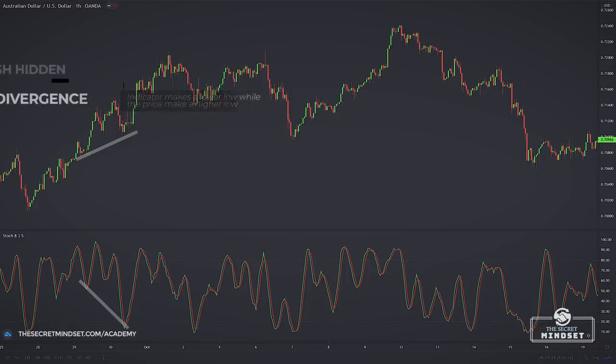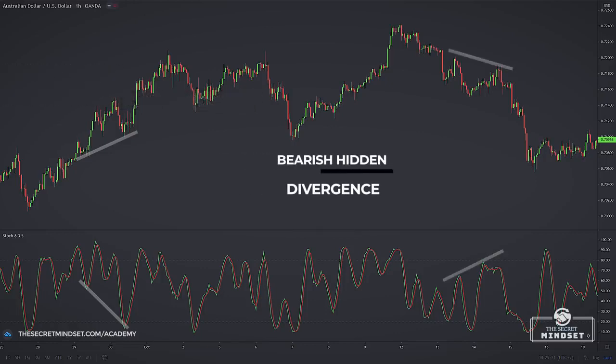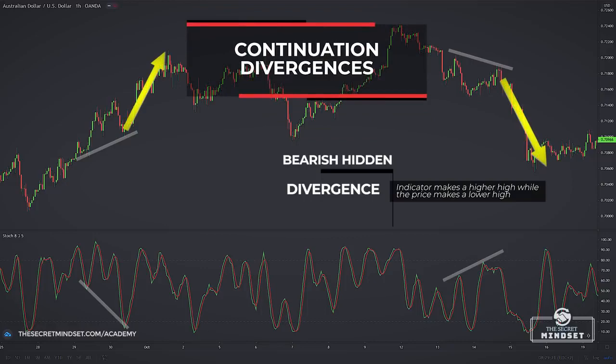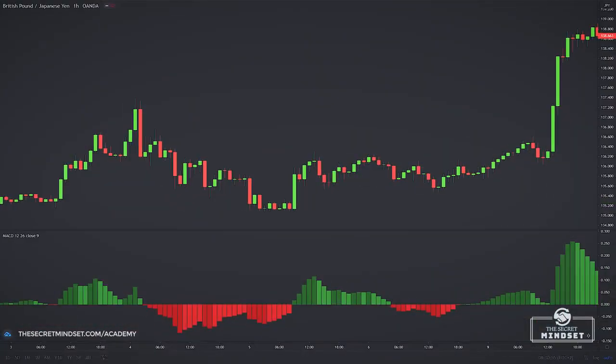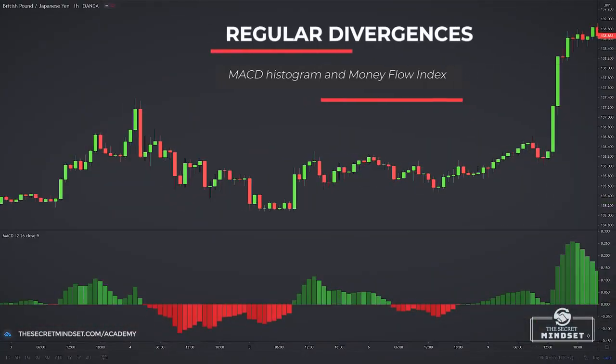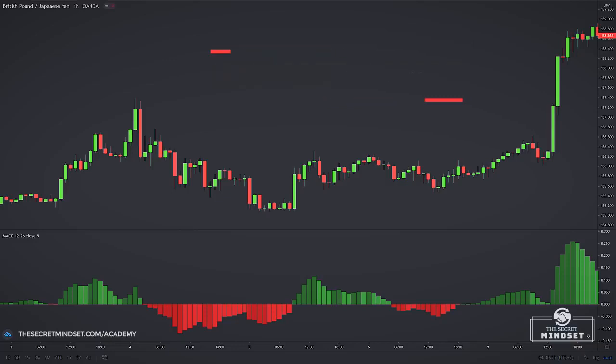more oversold. In a hidden bearish divergence scenario, the stochastic makes a higher high, while the price makes a lower high. Hidden divergences are also called continuation divergences because they are used to trade the continuation of a trend. For regular bullish and bearish divergences, I found that the MACD histogram and money flow index are very effective to find such patterns.